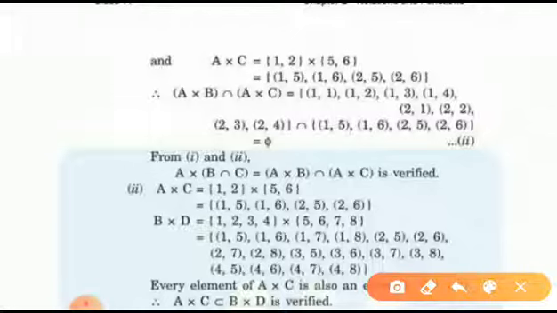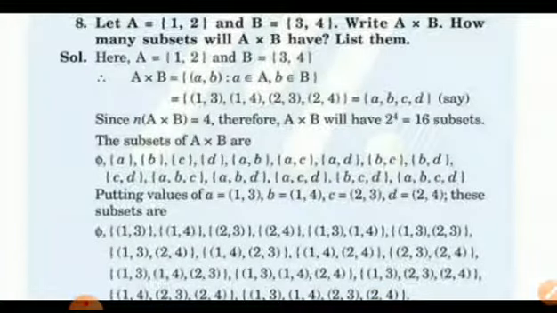Then see whether your A cross C is contained in B cross D or not. Now we'll check. 1 comma 5, yes, it is there. 1 comma 6, yes. 2 comma 5, yes. 2 comma 6, yes. That means all the elements of A cross C are contained in B cross D. And hence what we can say is A cross C is a subset of B cross D, and hence it is verified. Now see the next.